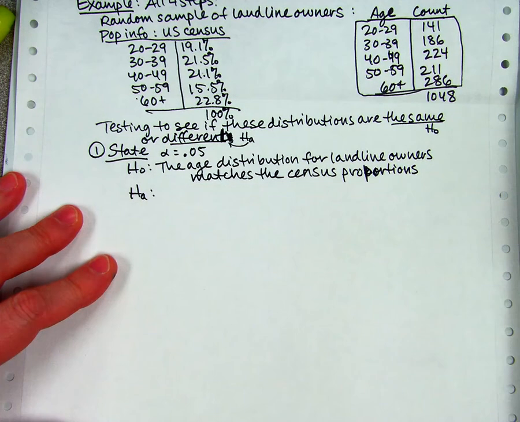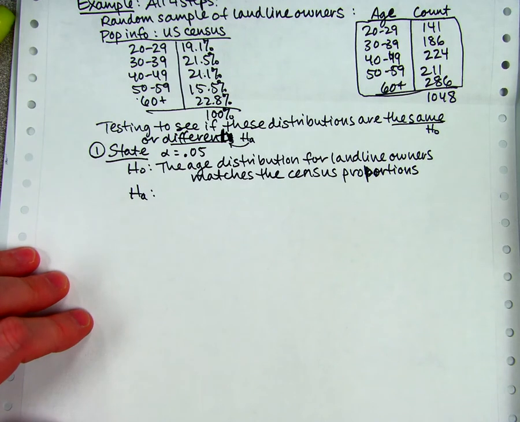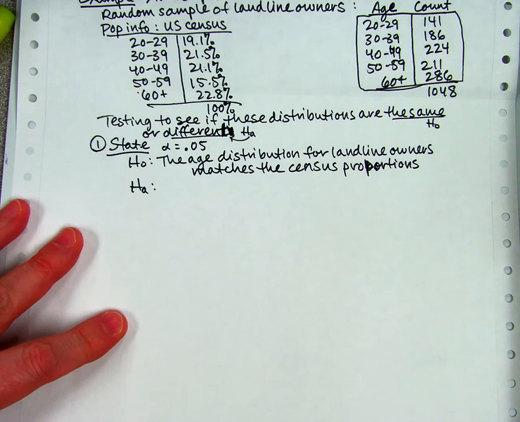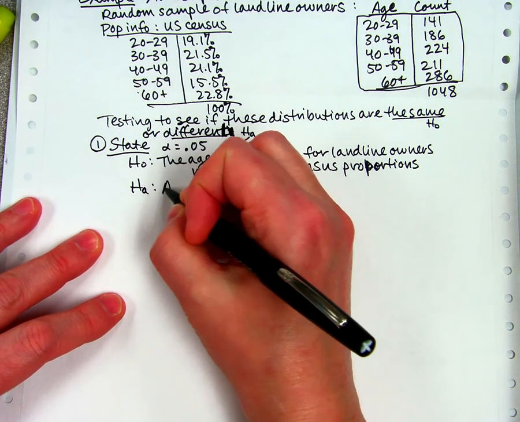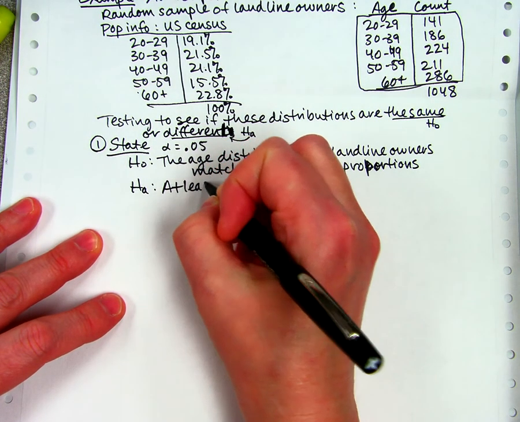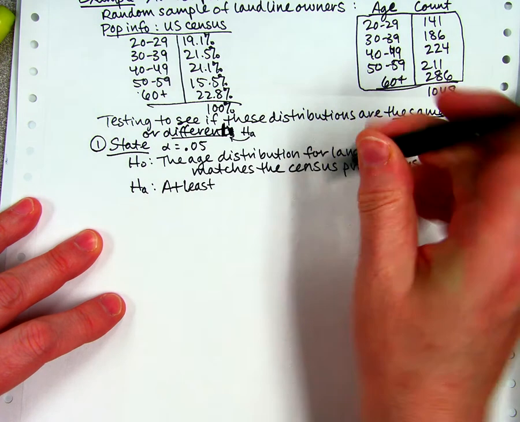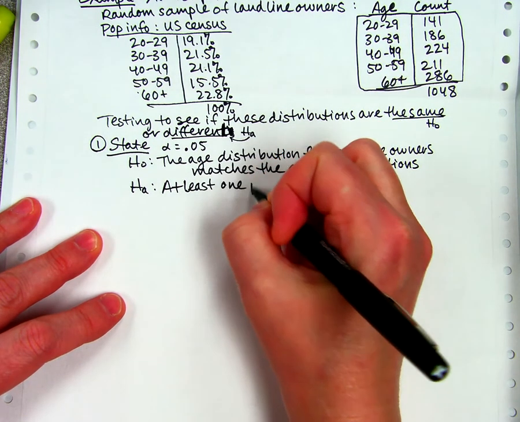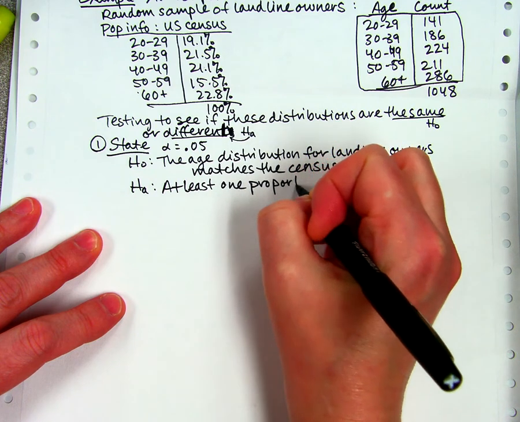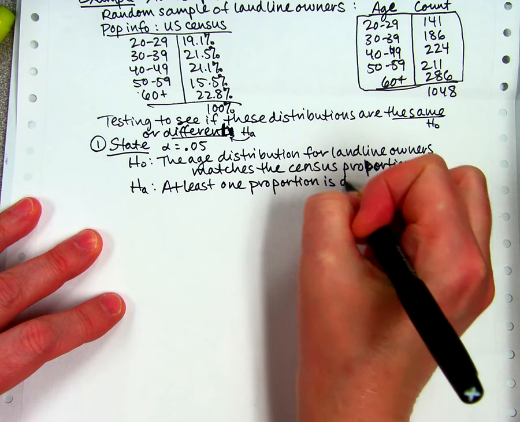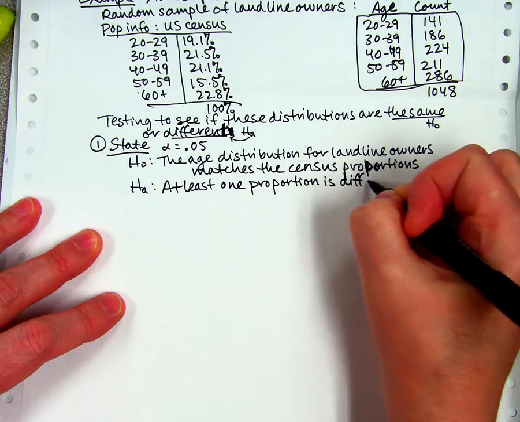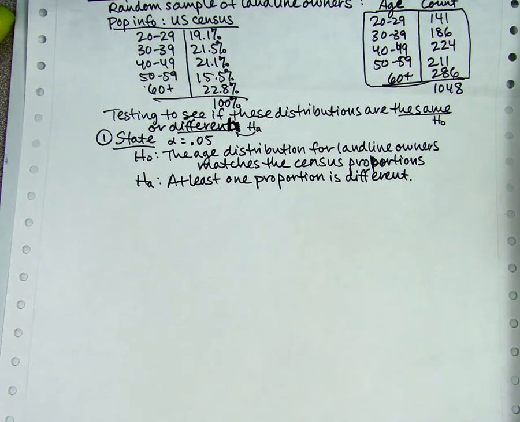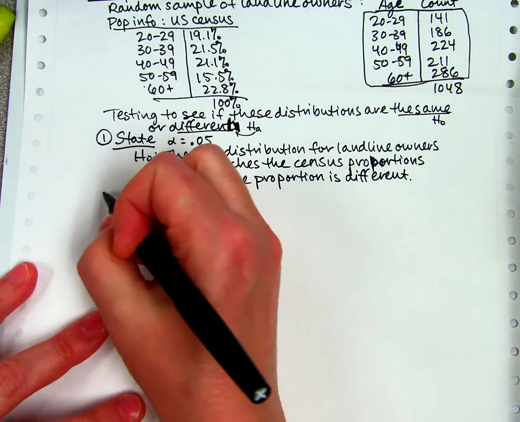Alternate. Do you know the alternate for this chapter? It's always the same, by the way, or at least it is until the very end when we change it. The alternate is always, for goodness of fit, at least one proportion is different. We don't care which one. We kind of suspect that it's going to be older people more likely, but yeah, at least one proportion is different. So at least one category is different than the population. And we're not going to list them all. We could, we're not going to. It's so much easier not to.